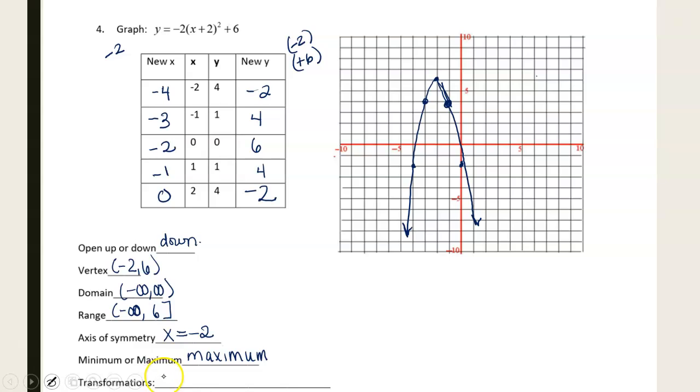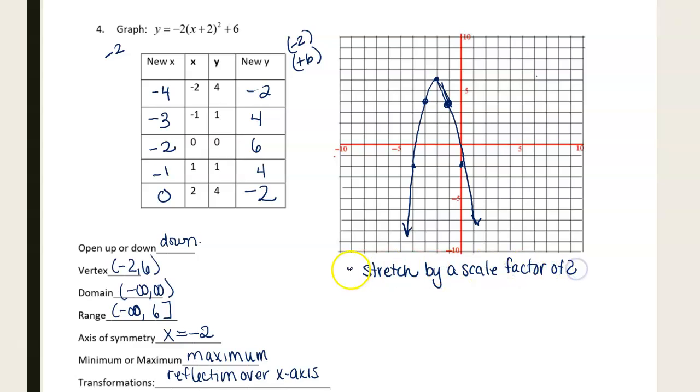Transformations, holy cow. So we have a reflection over the x-axis. What else do we got going on? We have a stretch by a scale factor of 2. We have a shift left 2 and a shift up 6. So a lot going on here. All right.